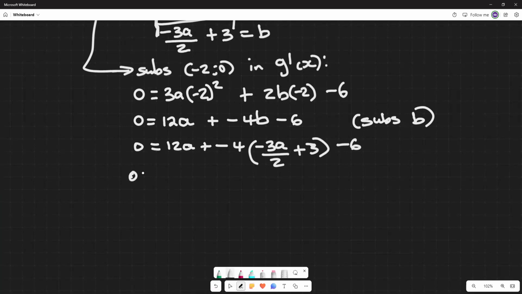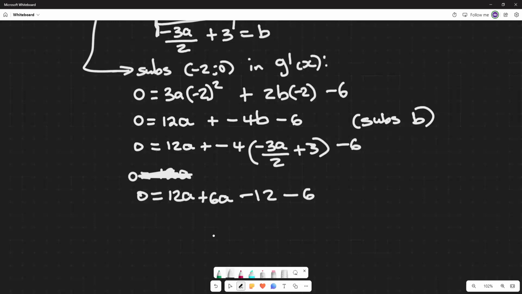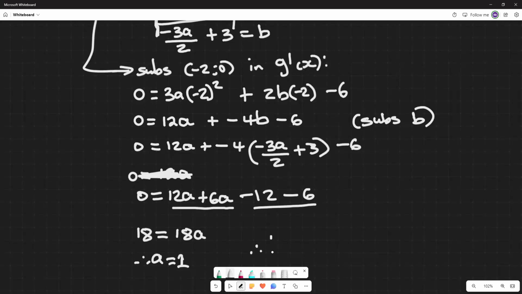So you have 0 equals 12a. Let's write it here. 0 equals 12a; this times that is positive 12a divided by 2, which is positive 6a. And then -12 minus 6. Now we can see that here we're getting 18a and here we're getting -18. So I'm going to move that side to become positive 18 equals 18a. Therefore, ladies and gents, if we divide by 18 on both sides, our a is 1. And then we can easily get what b is.